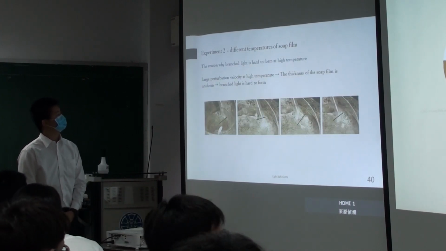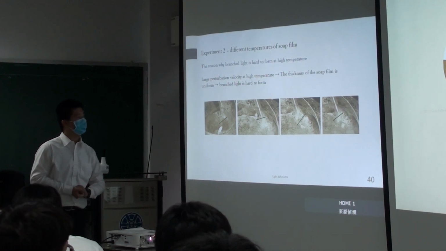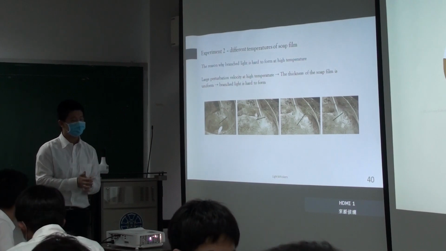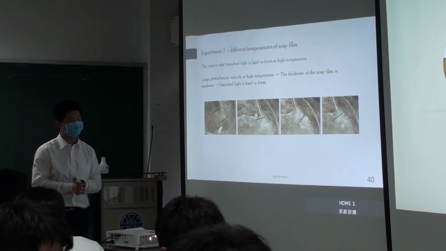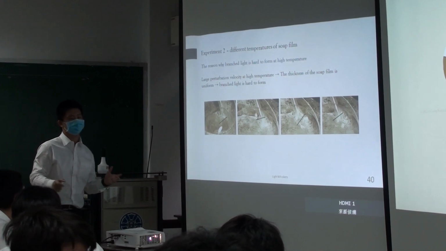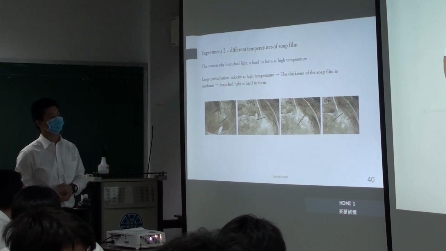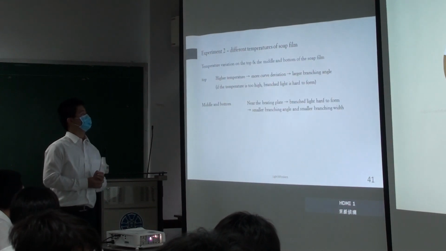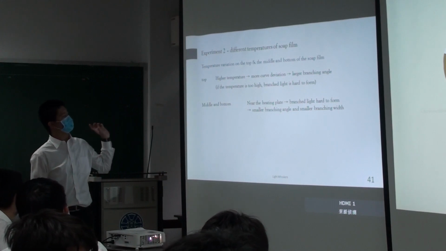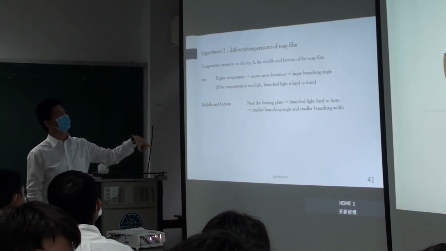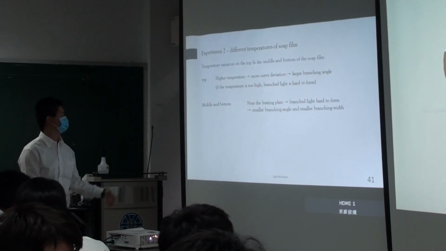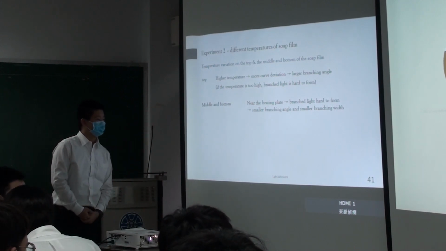Now, experiment 2, different temperatures of soap film. The reason why branches are hard to form at large temperature is that you have a large perturbation velocity at high temperature, thus the thickness of the soap film is uniform. So the branches are hard to form, like what we mentioned earlier, caustics. Temperature variations on the top, middle, and bottom of the soap film: in the top, if we have higher temperature, we have more curve deviation and a larger branching angle. But if the temperature is too high, you can't form anything, as I mentioned on the last slide.